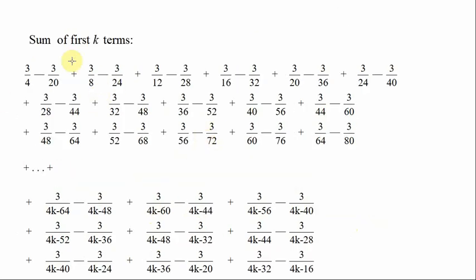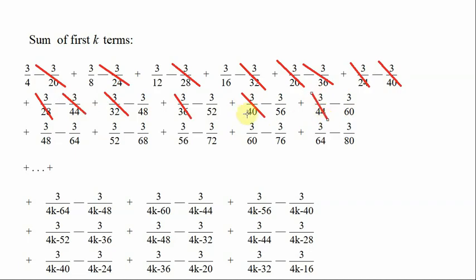And so this is our sum of the first k terms. And then we can see that the 3 over 20 and 3 over 20 get cancelled out, and they will drop out. And then the minus 3 over 24 and the 3 over 24. And then the 3 over 28 and 3 over 28. And then 3 over 32, and then 3 over 36, and then 3 over 40, and then 3 over 44. And so we can see that eventually all of these terms here will get cancelled out, and they just drop out.